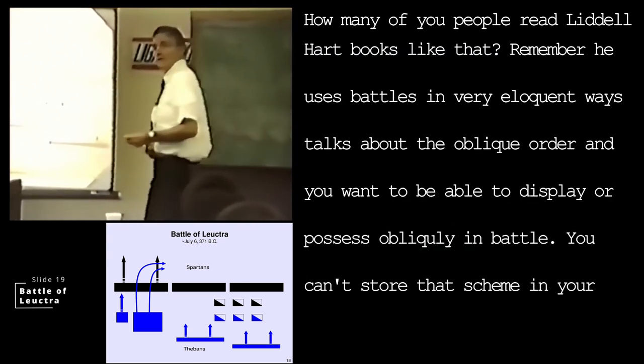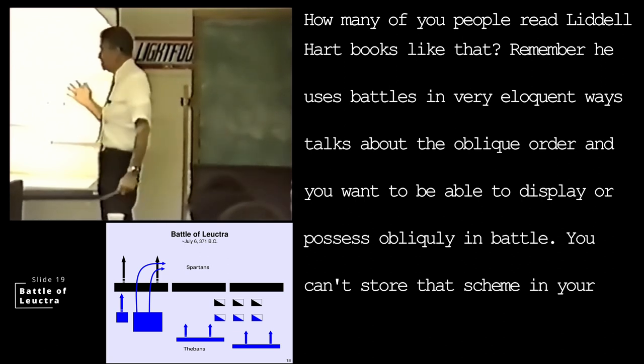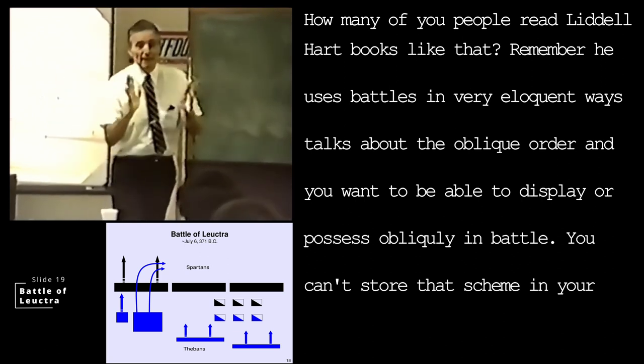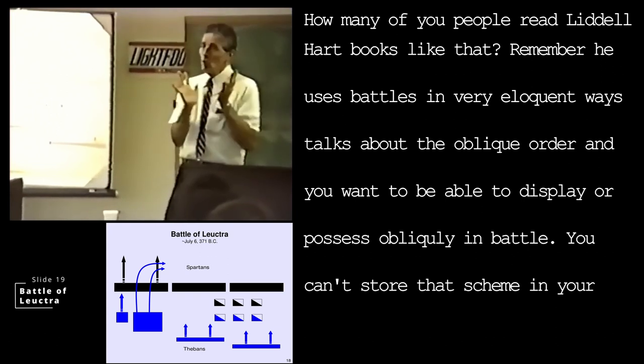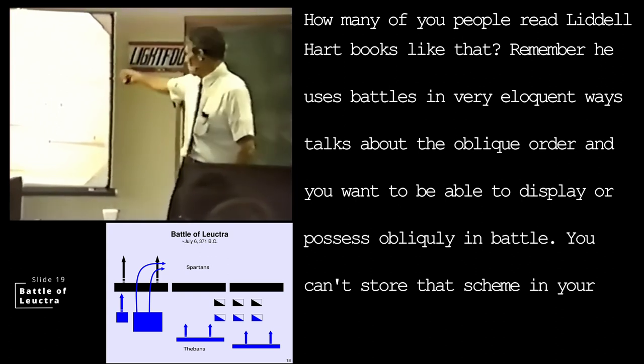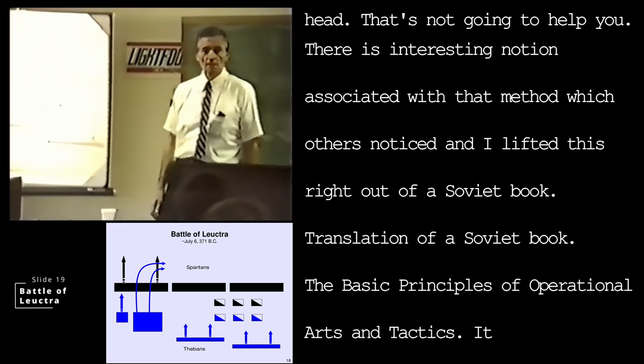How many people have read a little harder books like that? Remember, he uses battle in a very elegant way. He talks about the black order, and you want to be able to display or possess obliquity in battle. Well, you can't store that scheme in your head. That's not going to help you.